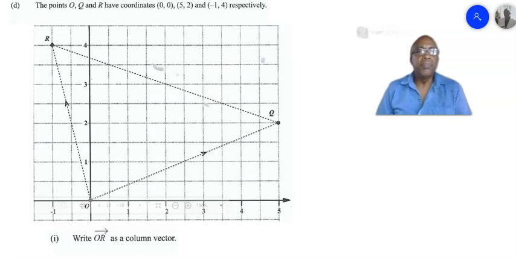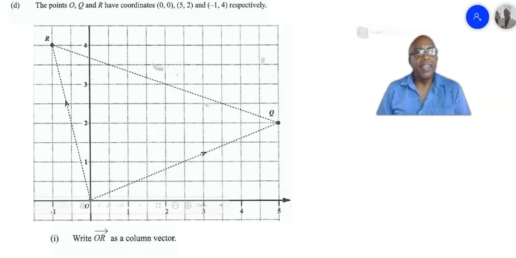So the sum reads, the points O, Q, and R, as we see on the graph here, have coordinates 0, 0, that's the origin, 5, 2, so Q has coordinates 5, 2, and negative 1, 4. R has coordinates negative 1, 4. Write OR as a column vector.